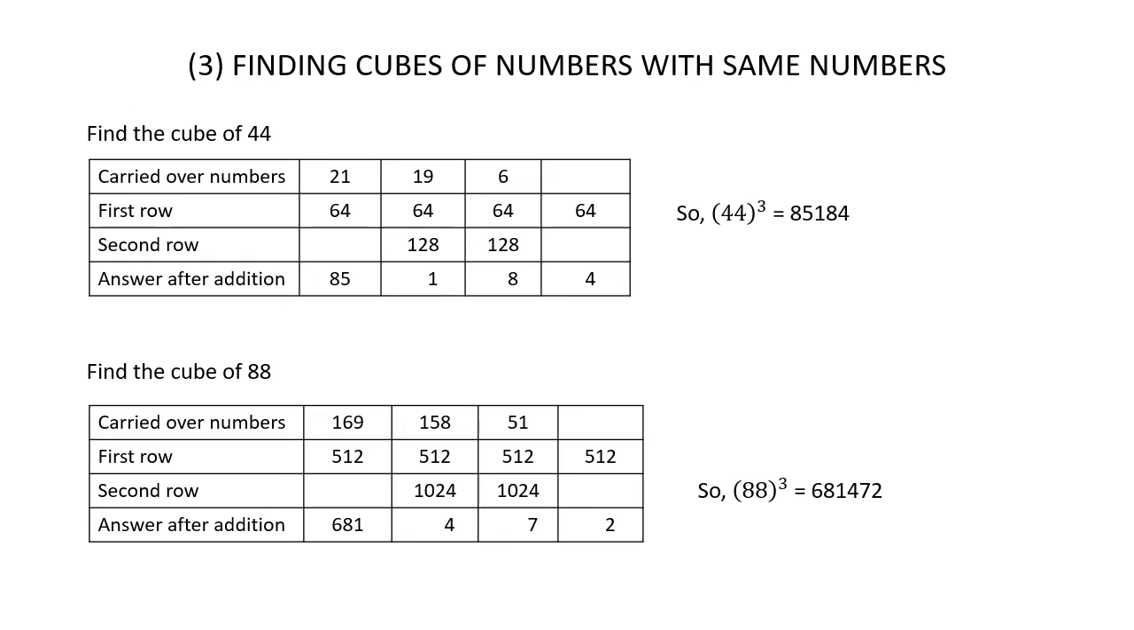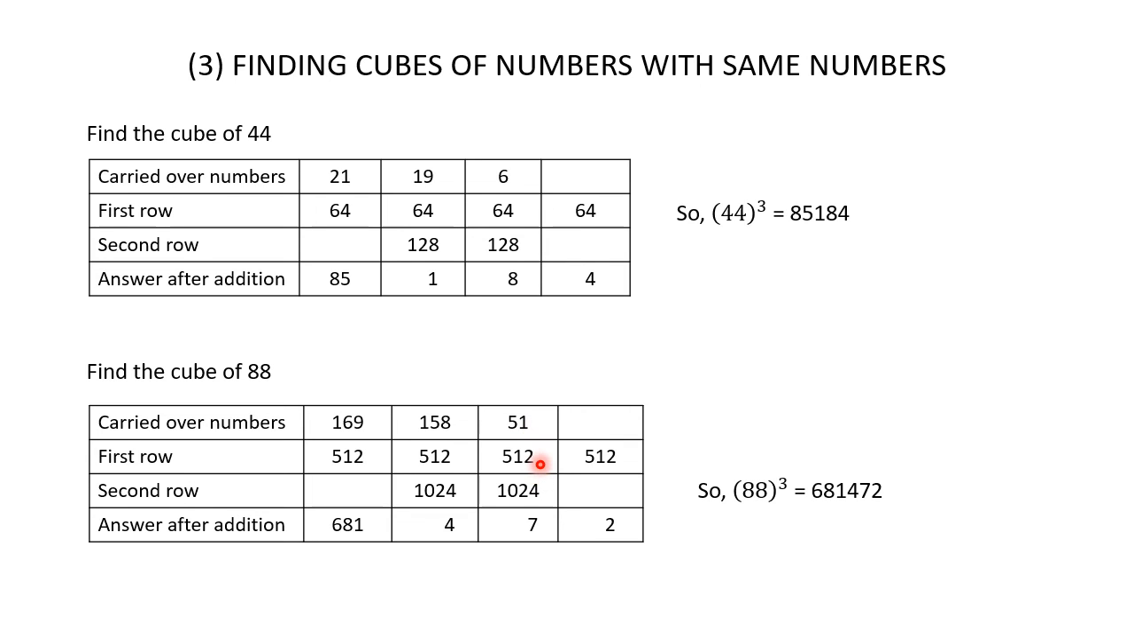Write 1024 below 512. Now add the numbers in the first and second rows. Now 512 has 3 digits. Write only 2 in the answer. Carry over 51 to the next column.